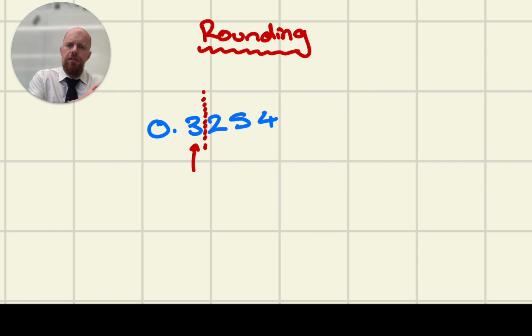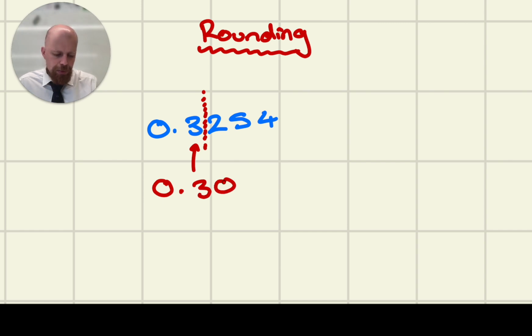Look to the right. Is the number less than or more than 5? If it's more than or equal to 5, it rounds up. If it's less than 5, it rounds down. So in this case, it rounds down, so the answer would just be 0.3, and you can put zeros on the end as well if you want to, but actually the answer is just 0.3.